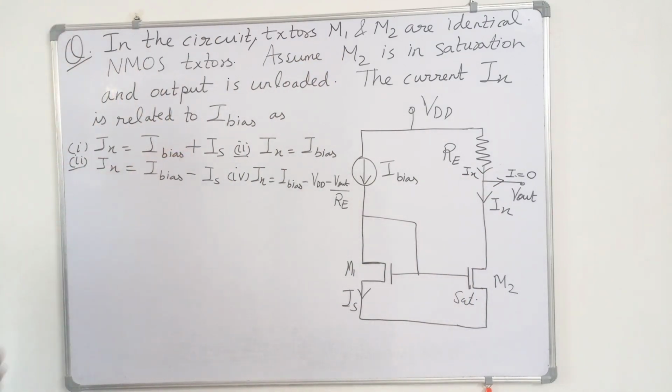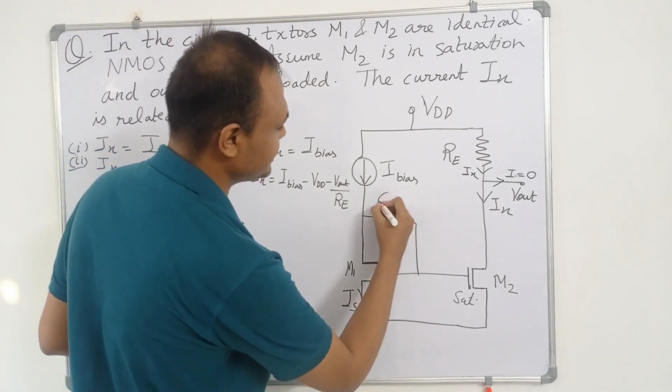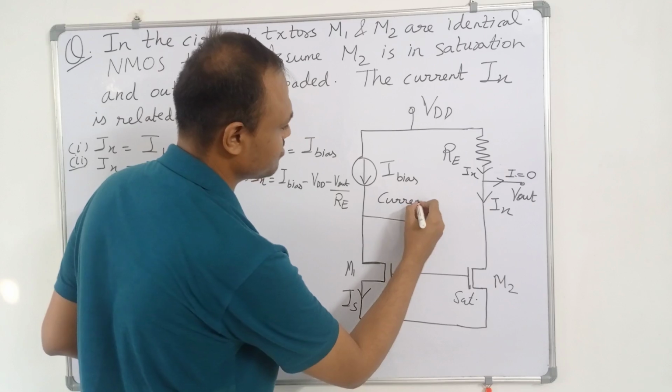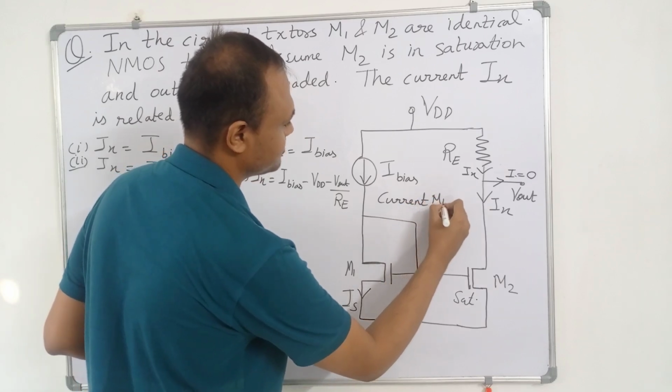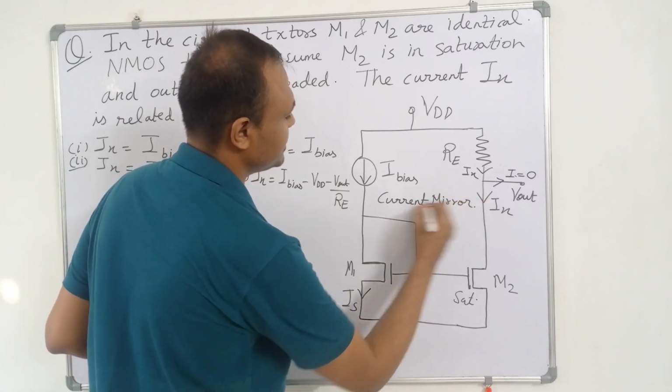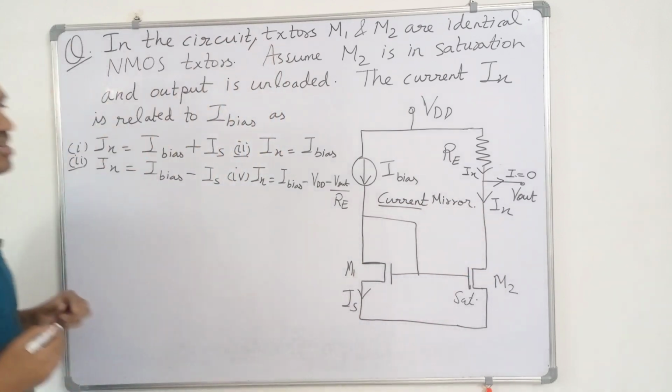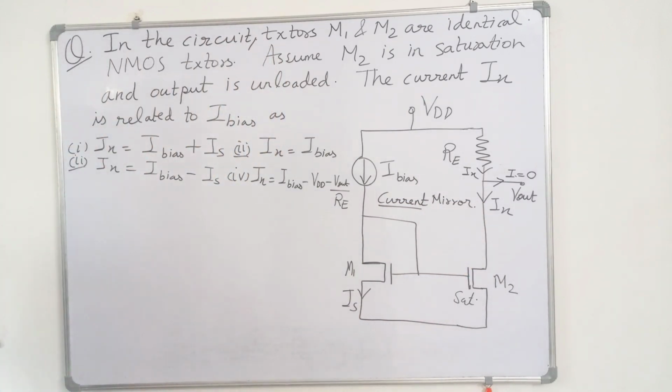So four options were given. So this circuit is of current mirror. This circuit is a current mirror circuit using MOSFET. This is a current mirror circuit. So now we will try to find the relation.